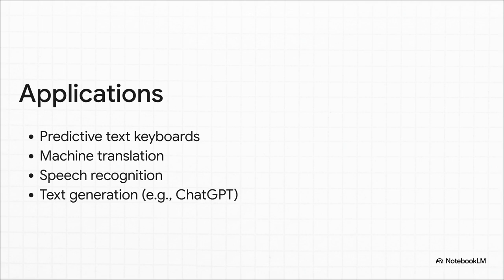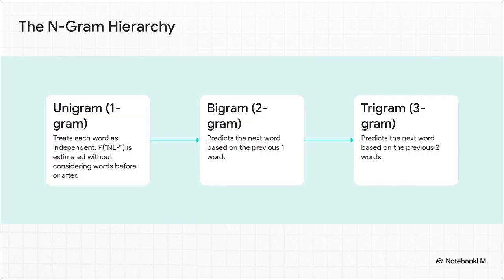This stuff is truly the engine behind modern digital communication. So how does our n-gram engine actually work? Well, it's built on a really clever and scalable idea. We look at a sequence of n words at a time. The simplest version is a unigram, where n is 1. It's kind of dumb, actually. It just looks at individual words and their probability with zero context.